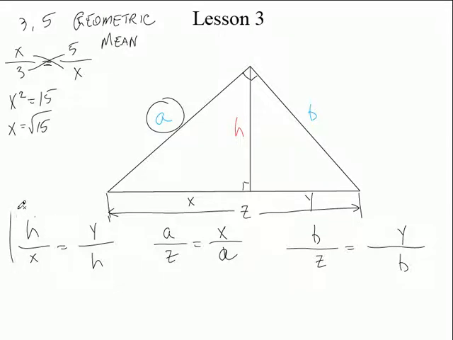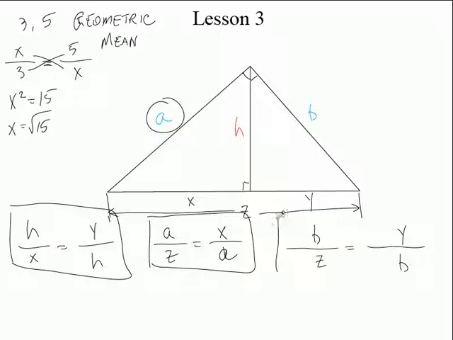So those are your three scenarios. There's one for the altitude or the height. This one is for one of the sides, and this one is for the other side. You with me? So watch. This red one is the geometric mean between these two segments. A is the geometric mean between the whole thing and the segment that's closest to A. B is the geometric mean between the whole thing, Z, and the part that's closest to B, which is Y. Think you can do that if there were numbers in there? Well, let's try one.